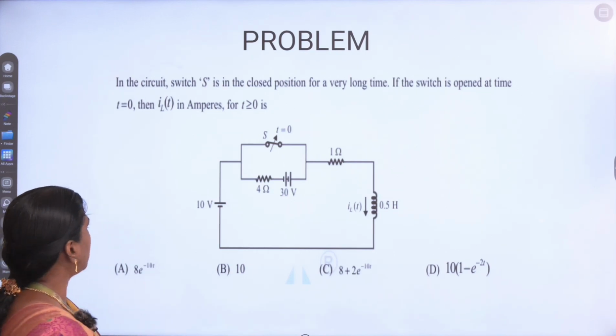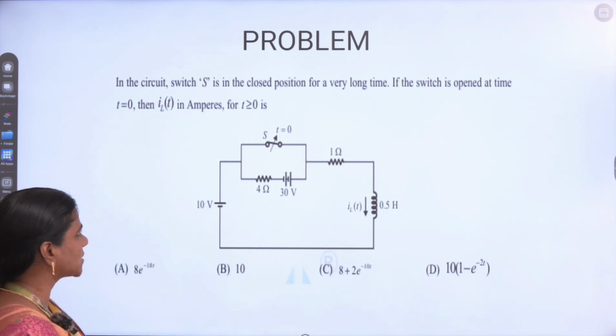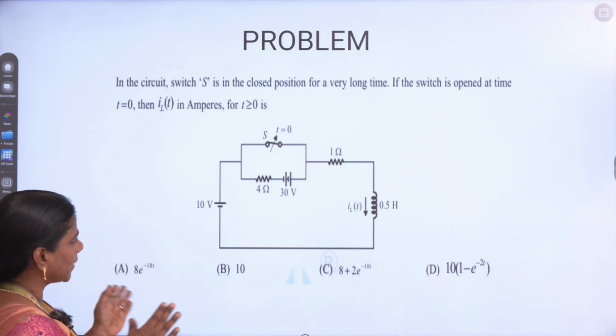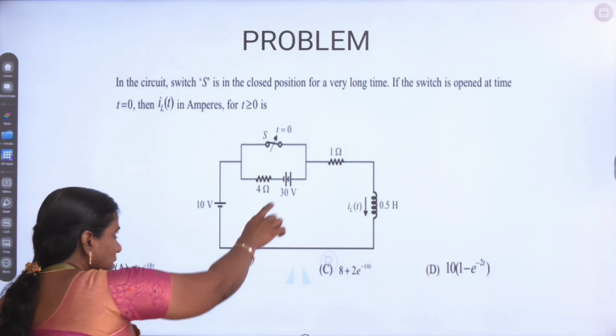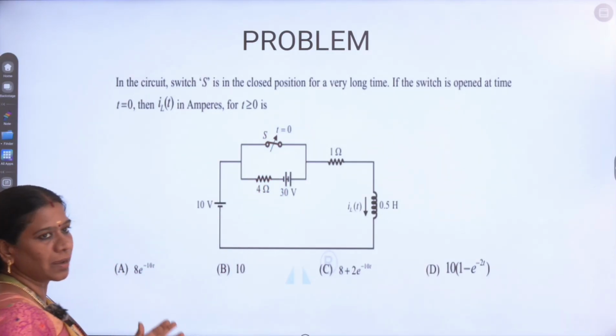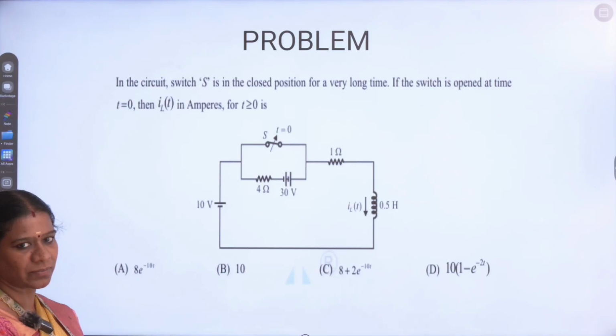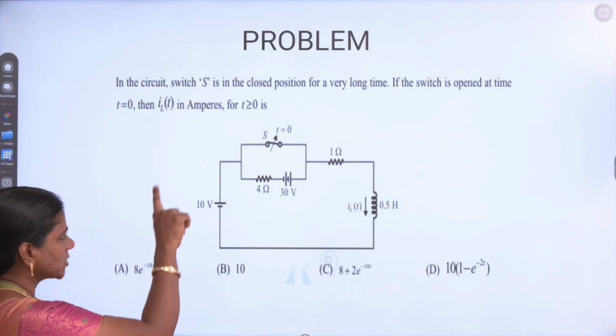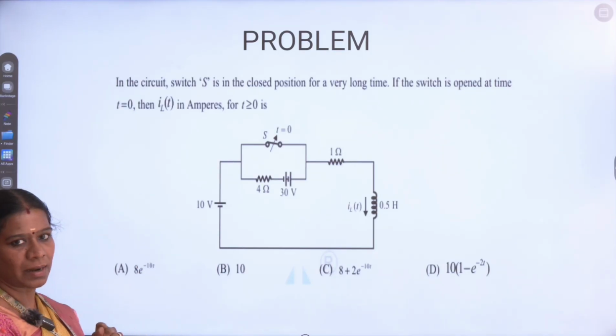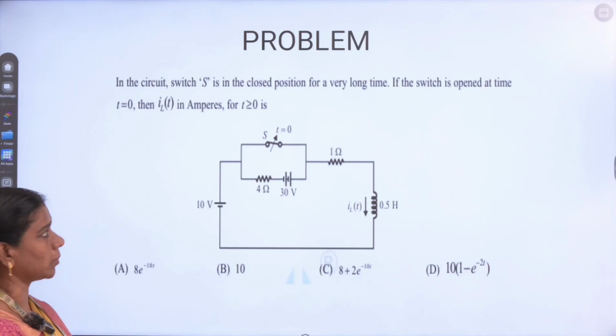In this problem, a circuit diagram is given. Here we have an R and L circuit, and by seeing the switch and arrow mark itself, we can understand this is a problem related to transients. If you have the switch and some arrow mark condition at time t equal to 0, you can analyze it. This is your transient analysis problem.